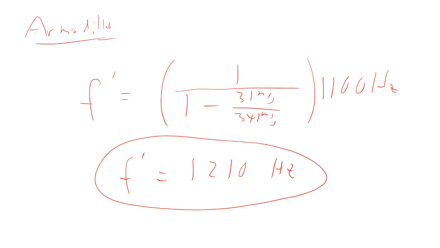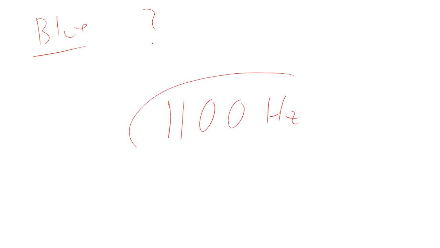Okay, and then finally, the driver of the blue car. What does the driver of the blue car hear here? Because this is something a lot of people forget. Well, the driver of the blue car is where the actual sound is being made, and so the driver of the blue car hears the correct frequency of 1100 hertz. And so now we have found, for each of those situations there, what that particular person would hear.